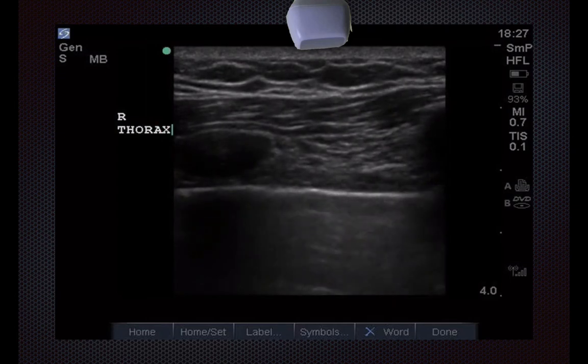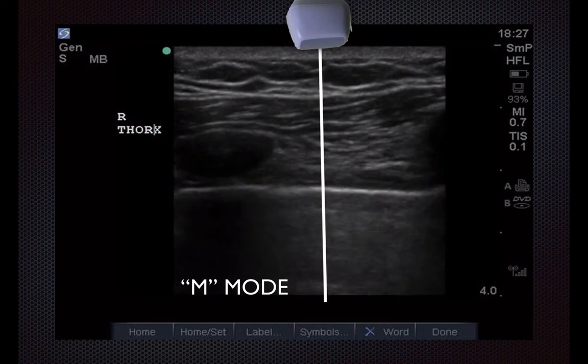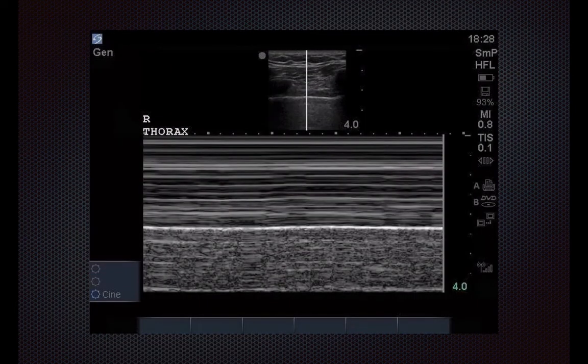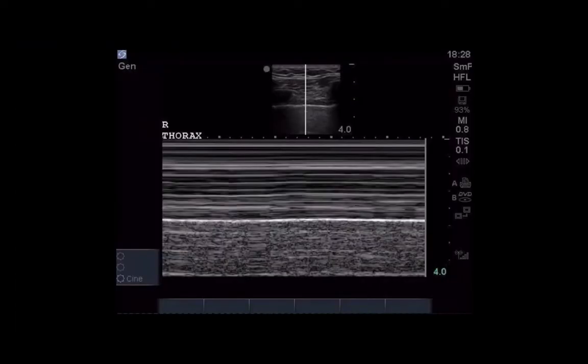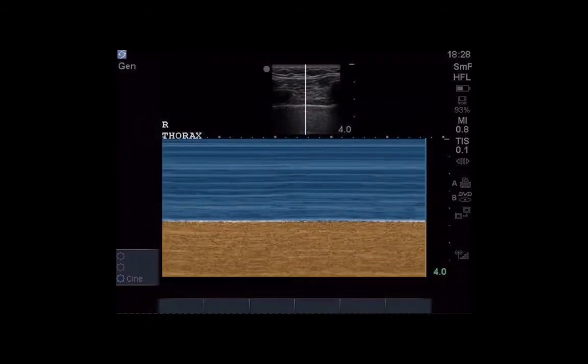But since we're not able to save videos to the PACS, the radiology department, we're going to take a picture. So we're going to use our M mode, where M stands for motion. What we see is an area that is static. Then you see the pleural line, and then you see the movement back and forth of the lung, and we call that the seashore sign. If you look from above, it's like seeing the ocean waves coming to the sandy beach.